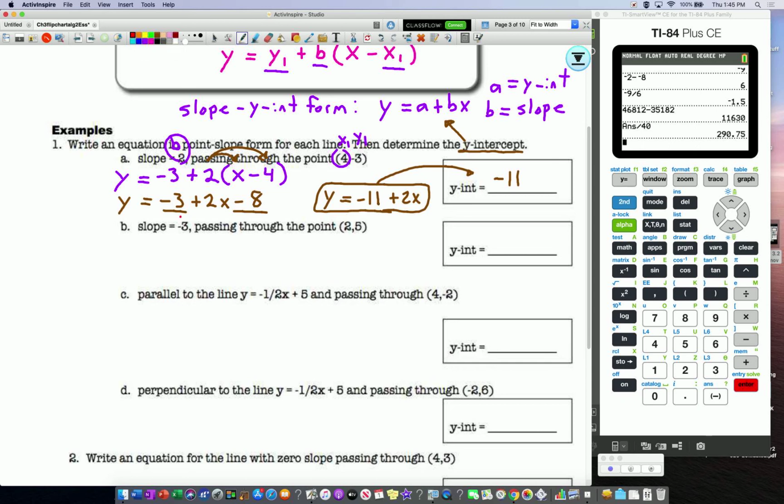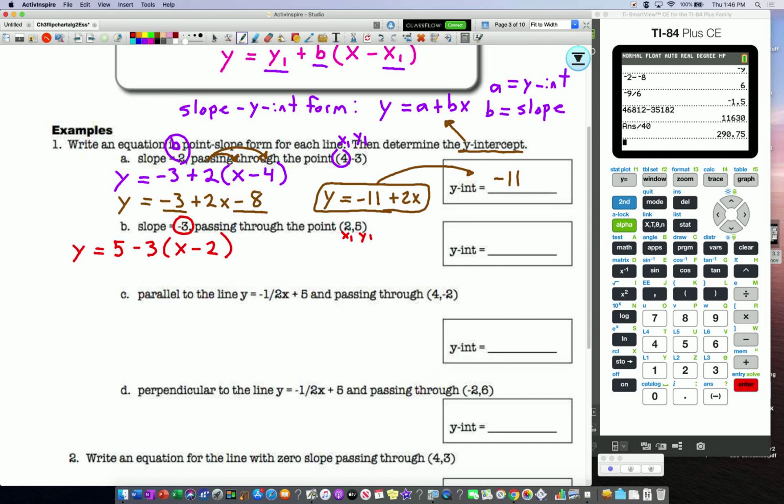So here I have a slope of -3 and the point -2, so that's going to be my x1, and my y1 will be 5. So I plug this in to start. Y equals the y1 value, so 5. The slope is -3, so instead of plus, I go -3. In parentheses, x minus the x1 value, -2.